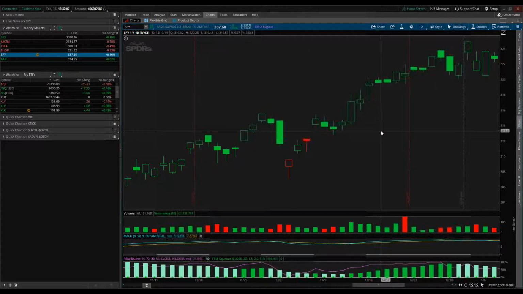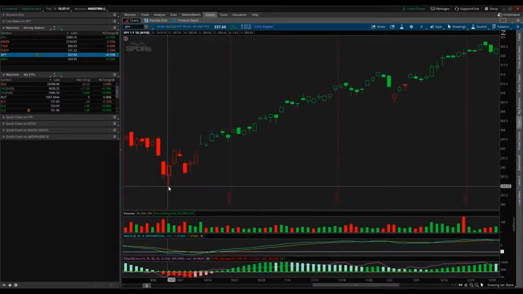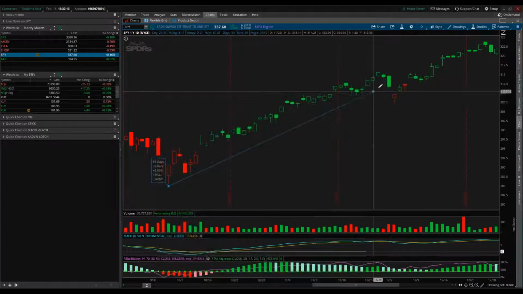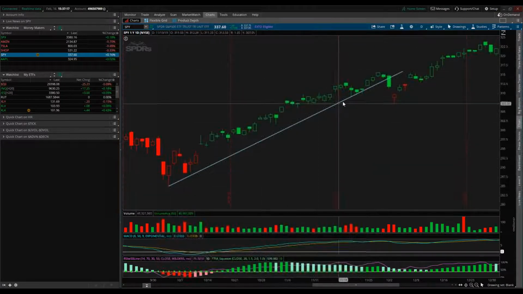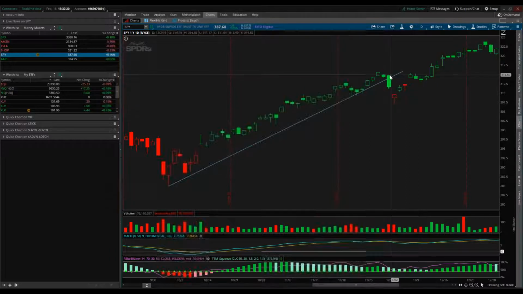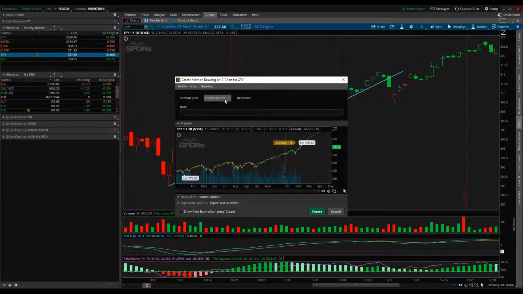Now, it's not just price levels that we can use. When stocks are trending in channels, we can see that we held through here. We can set an alert, create an alert with this trend line. And when price closes below, sell or short, right?